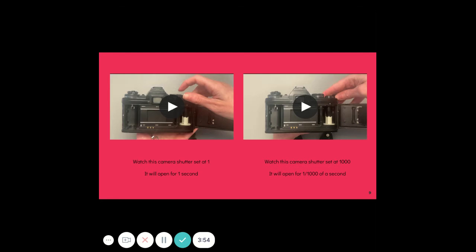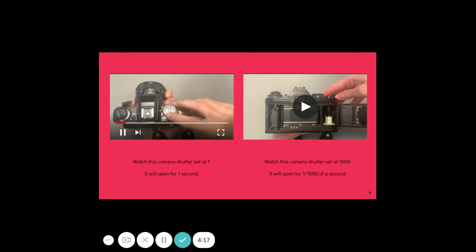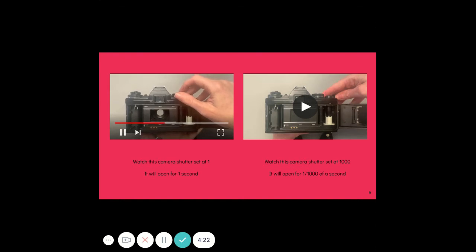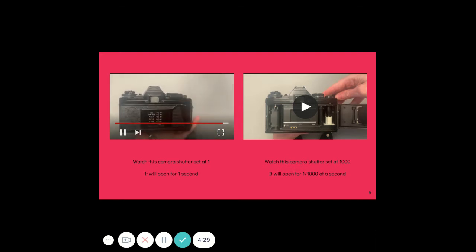When we watch these two videos, we can compare the length of time the shutter is open. The video on the left will show us a shutter that's open for 1 full second. It is set as 1 on my camera. Watch the curtain open and close for a second. Here we go. So you can see it's set at 1. My finger's pointing to it. I push the button, it opens and closes, and now I advance it. I'm going to do it again. You can see it open and close. That's 1 full second.